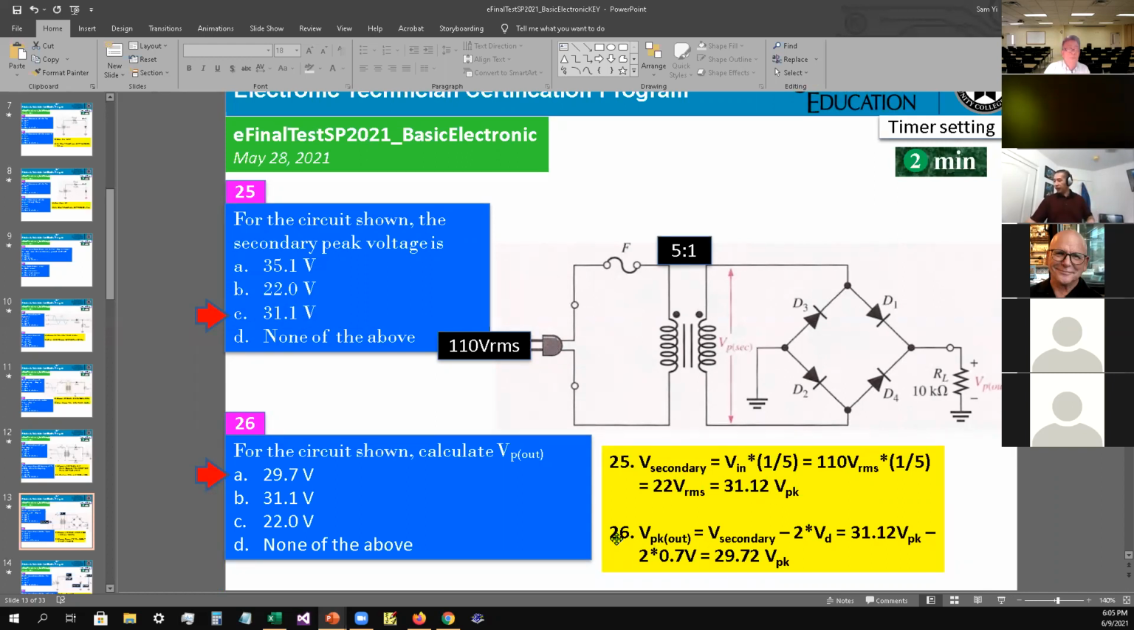All right, so number 26. For the circuit showing, calculate V peak output. V peak out is equal to V secondary minus the 2 diodes that are turned on. So there'll be 31.12 V peak minus 2 times 0.7 volt. That gives you 29.72 volt peak. So the answer is A as in apple for 26. Any question?